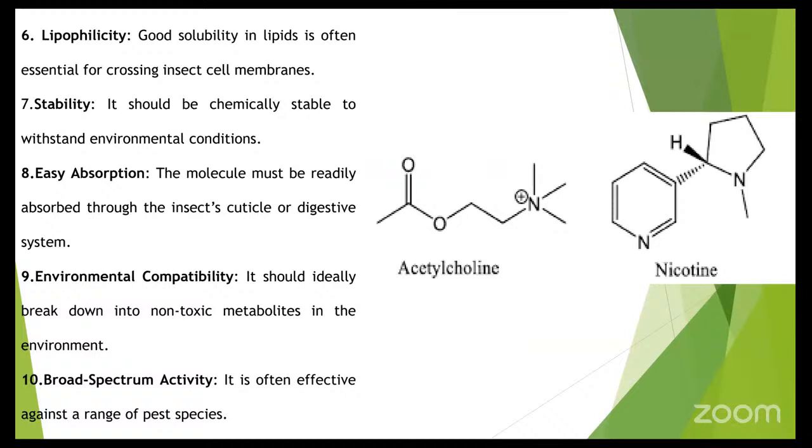Free nicotine is basically colorless to pale yellow in color, and it is miscible with water below 60 degrees. And coming to lipophilicity, good solubility in lipids is often essential for crossing the insect cell membrane. So these are certain criteria that these compounds need to be more insecticidally effective. It should be chemically stable to withstand environmental conditions. The molecule must be readily absorbed through the insect's cuticle, and it should ideally break down into non-toxic metabolites in the environment. And it's often effective against a range of pest species, making it broad spectrum in activity.